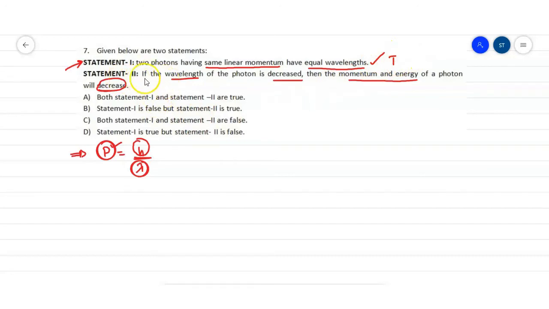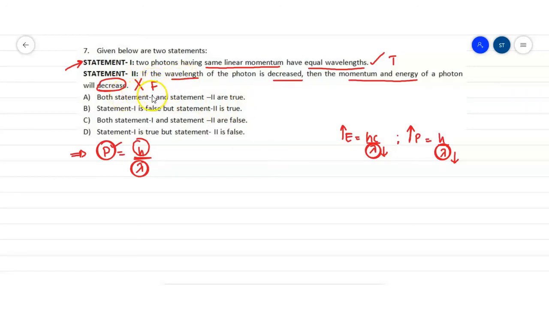Now let us see about statement 2. Wavelength is decreased, then momentum and energy of photon will decrease. If lambda is known, then energy of photon can be written as hc by lambda. And according to de Broglie's wavelength, linear momentum can be written as h by lambda. If lambda is decreasing, lambda is in denominator, and if it is decreasing, the p value, linear momentum value will increase. Similarly, lambda is decreasing, which is in a denominator, E value will be increasing. Here it is given as decreasing. So statement 2 is a false statement.